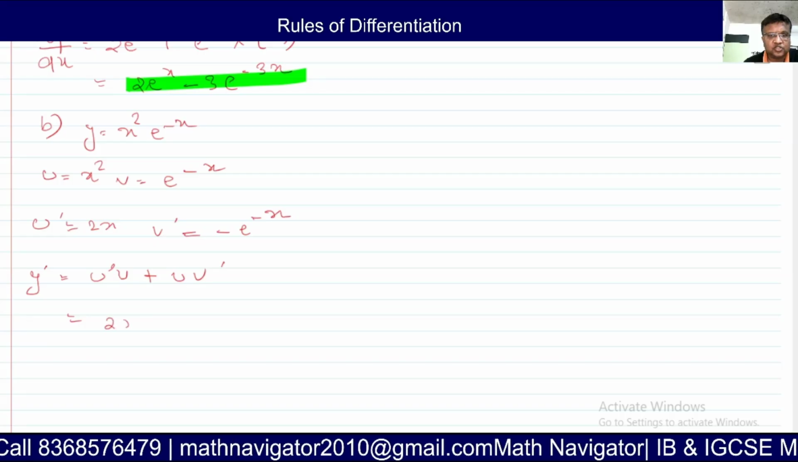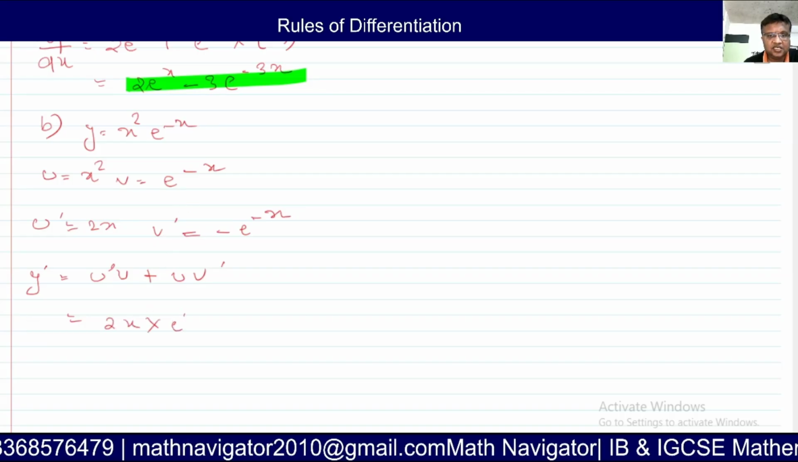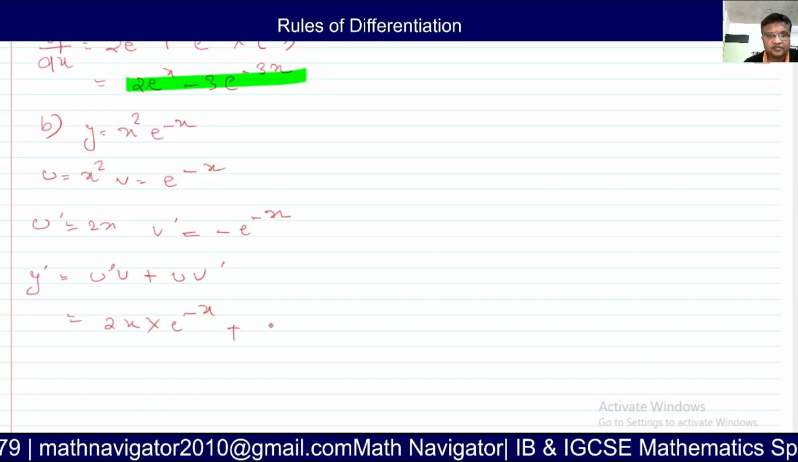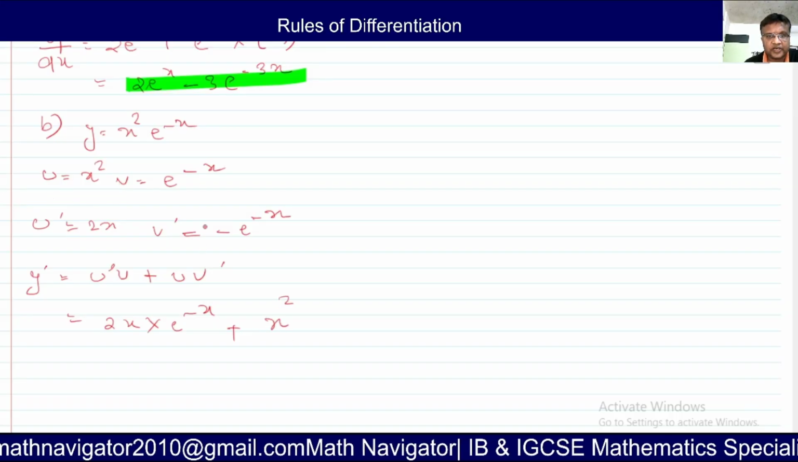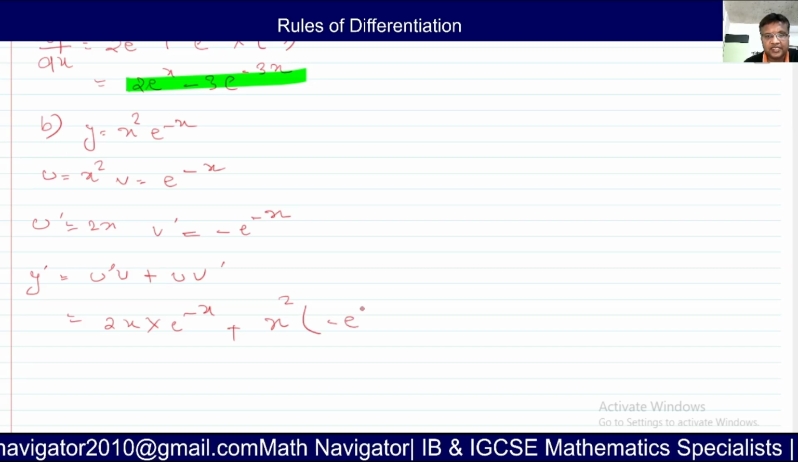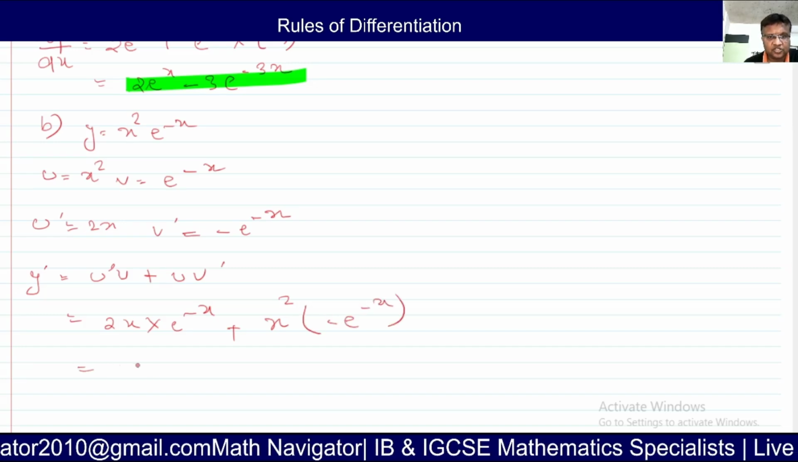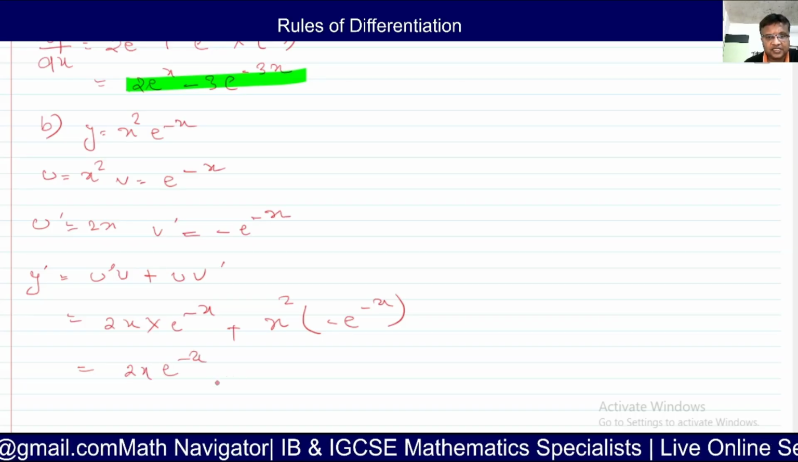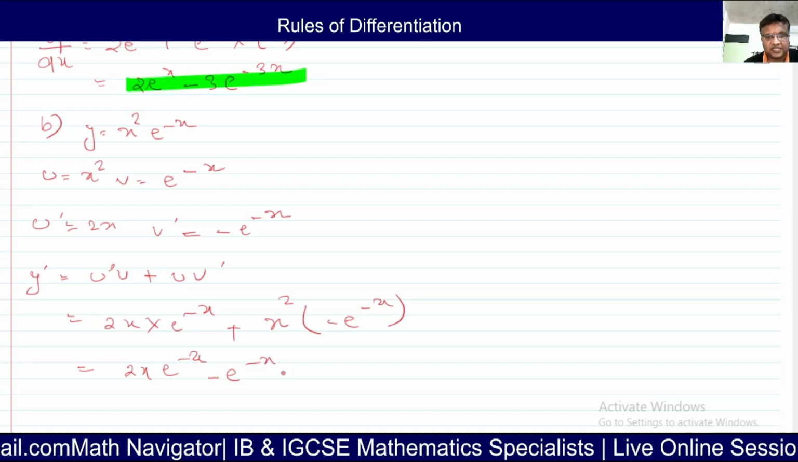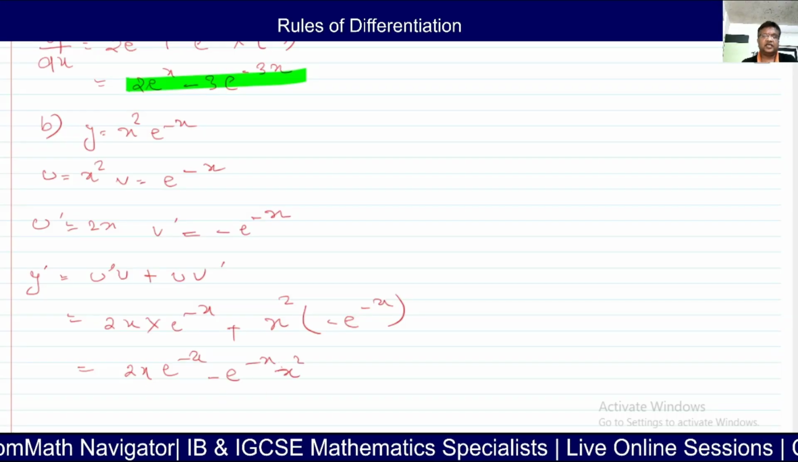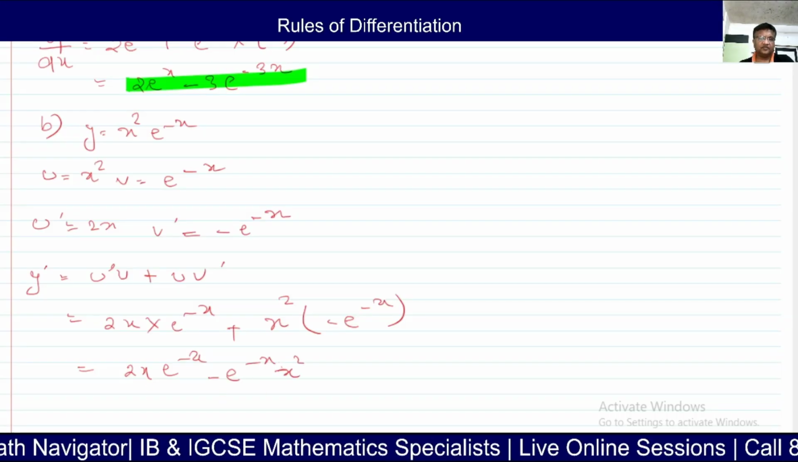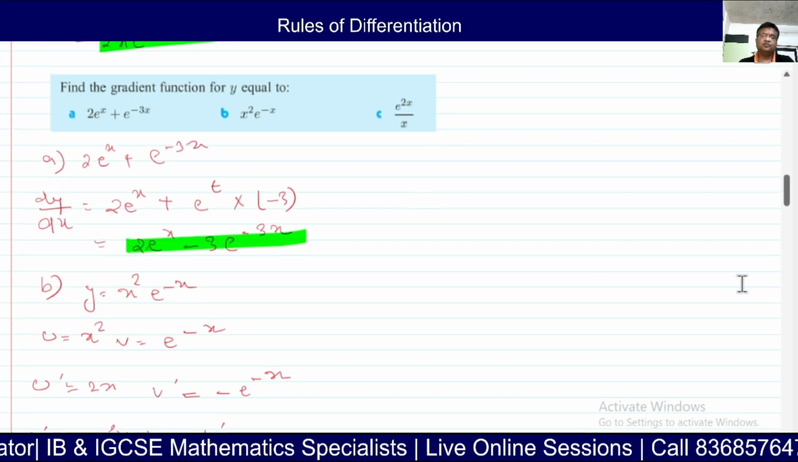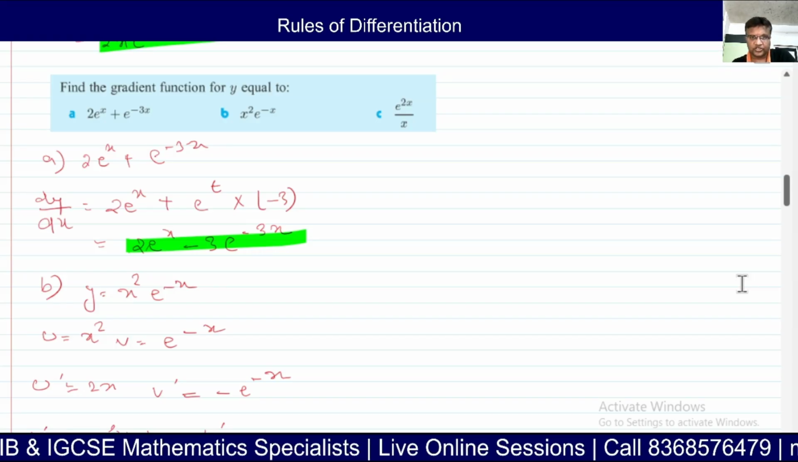The u derivative is 2x times e raised to the power minus x, plus u times v derivative. What is v derivative? x squared times minus e to the power minus x. This becomes 2x e raised to the power minus x minus x squared e raised to the power minus x. If you want to take the common factor and solve it further, that's fine. But if you leave it here, there is no problem unless you are specified that you have to simplify it to a certain equation. Got it?